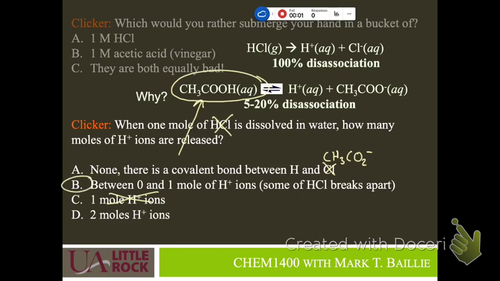So this is the definition of a strong acid and a weak acid. Strong acid dissociates completely, and every acidic proton is released into water completely. A weak acid, a smaller percentage of it, not 100%.